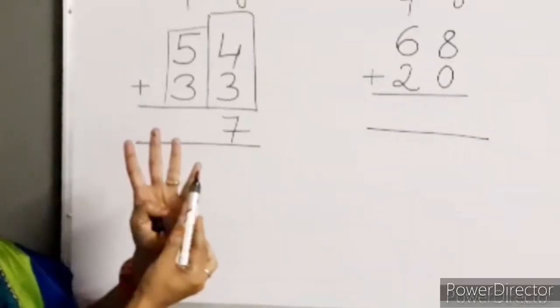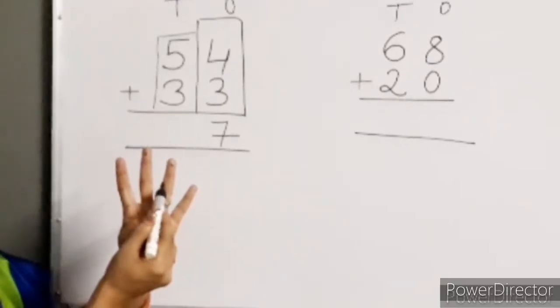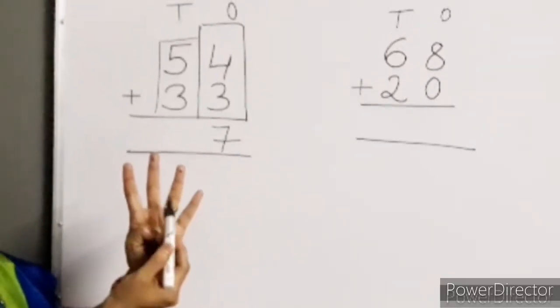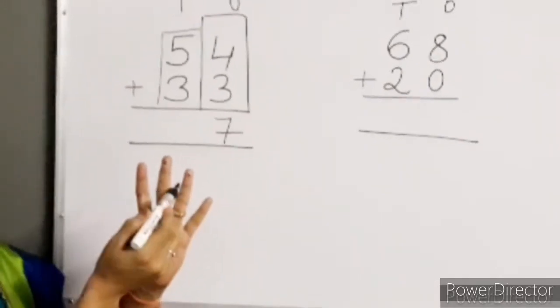So we will count on the finger. 1 2 3 4 5. This time we will do this side. Now we have to count 3. 1 2 3. Here is the end.